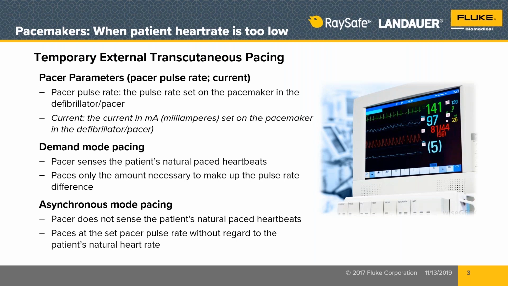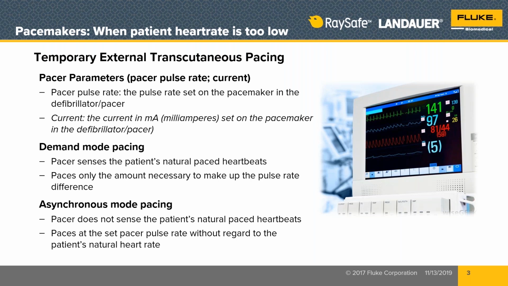There's demand mode, in which case the pacemaker is going to be sensing the patient's normal heart rate. And as I said, remember that heart rate is slower than it needs to be for the patient. And it's going to pace only enough to catch up to a more normal heart rate. So if a normal heart rate is around 60 or 70 and the patient's heart rate is 40 or lower, we're going to use this demand mode pacer so it only paces the amount it needs to make up the difference.